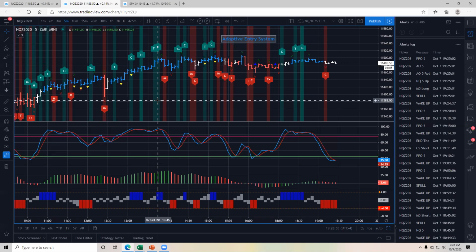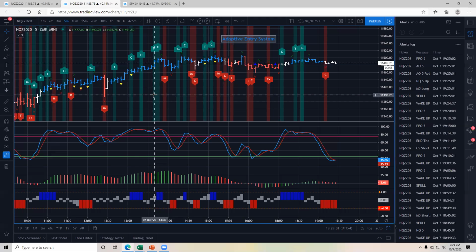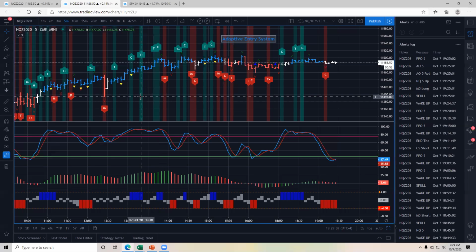I had to say that very slowly. I can't say that very quickly. A single signal entry. And it's just simply go long when you see green vertical shading and go short when you see red vertical shading.